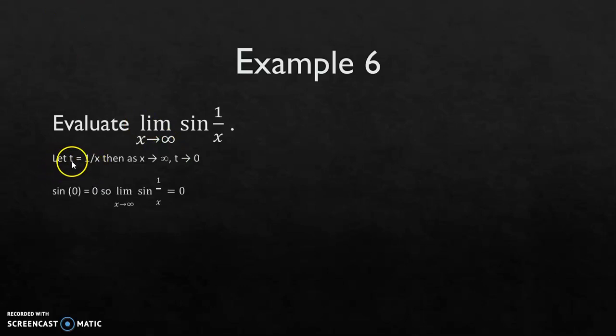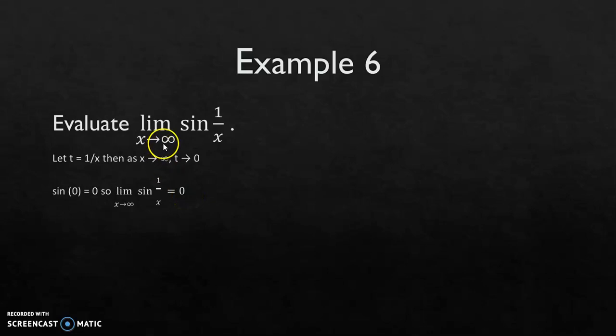Okay, so what I'm going to do is put a variable in for 1 over x. I'm going to say that it's t. So as x approaches infinity, t is going to approach 0, because remember, 1 over x approaches 0. Okay, so what I'm really looking at is the limit as t approaches 0 of sine of t. Now, sine of 0 is 0. So this whole limit actually equals 0.